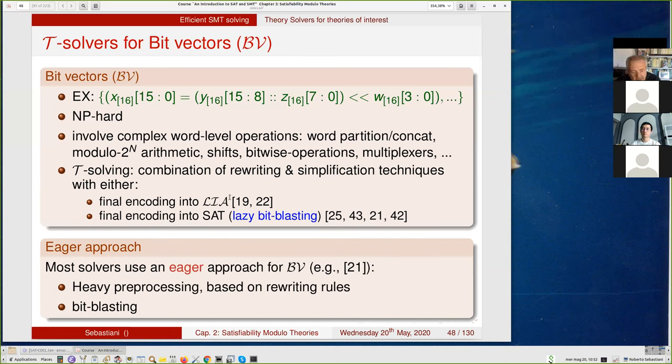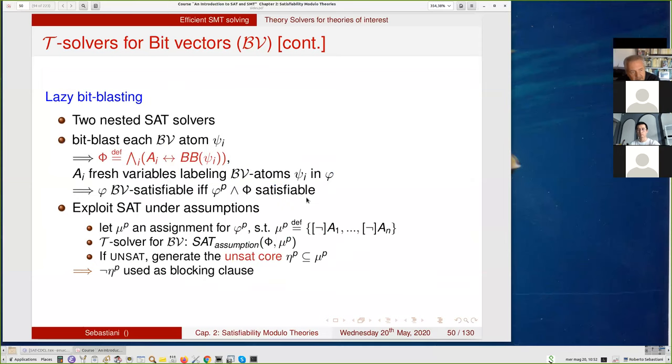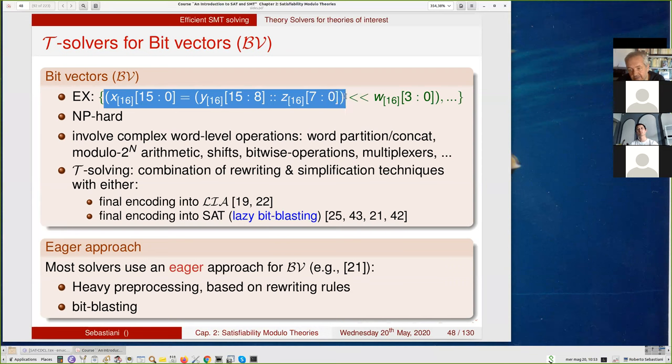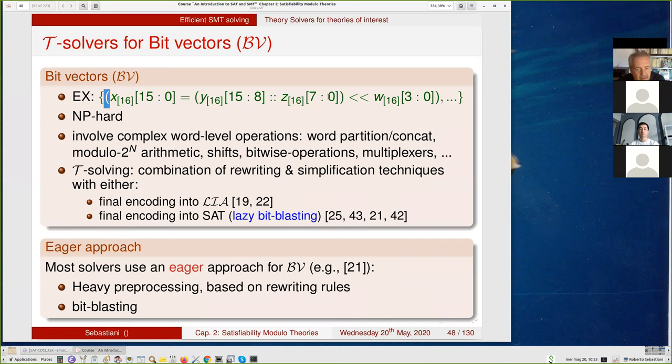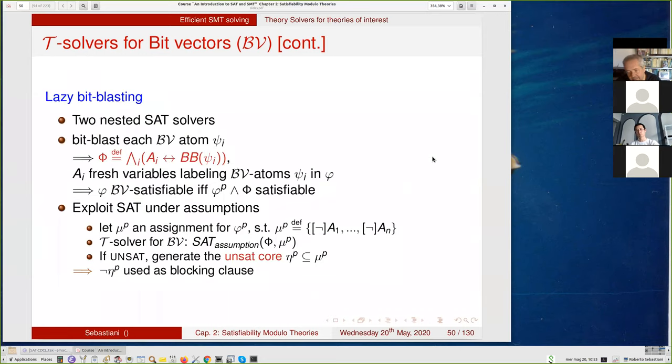Or you can use a lazy one, in which either you encode everything into linear integer arithmetic, or you may do lazy blasting. Every time you have a branch, you compute the Boolean extraction of the formula, so that each bit vector atom can be labeled and abstracted into a fresh Boolean atom, as usual.